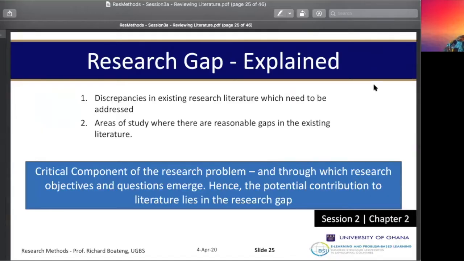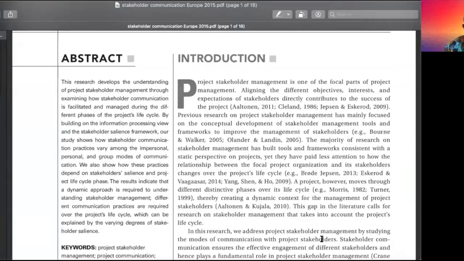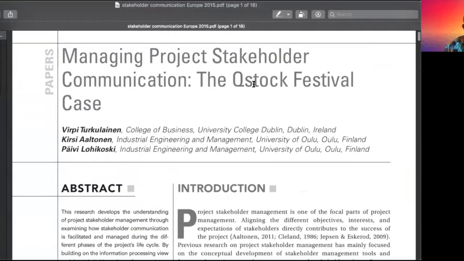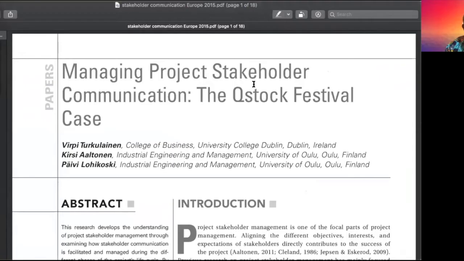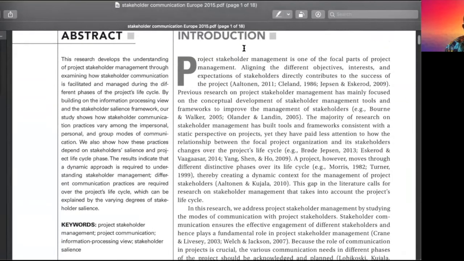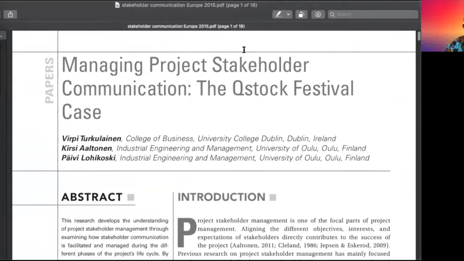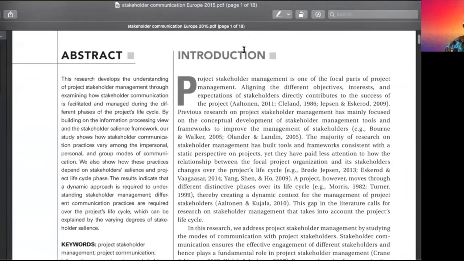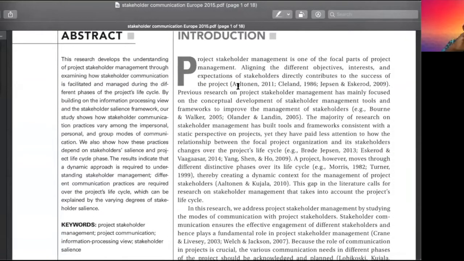Let's take an example. I'm going to go to an academic paper that we downloaded some time ago and look at it. The paper title is Managing Stakeholder Communication, the Quailstock Festival Case. If you look at it, it's project management based on project stakeholder communication. It starts by saying that project stakeholder communication is one of the focal parts of project management, aligning different objectives, interests and expectations.